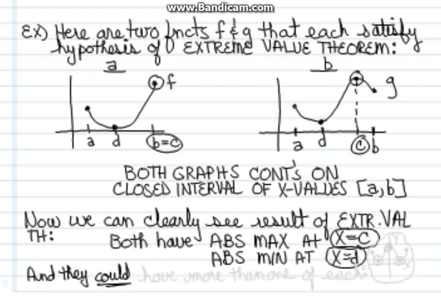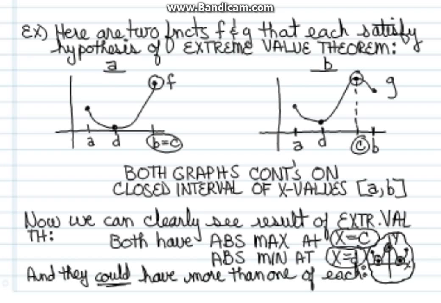And they could have more than one of these each. It's just in this example they just have one. Here's a little sketch of what it might look like if there's more than one minimum. We have this function on a closed interval, continuous, and I just circled the two minimum points and the one maximum point. Okay, so the point is here that it met the criterion of the extreme value theorem.